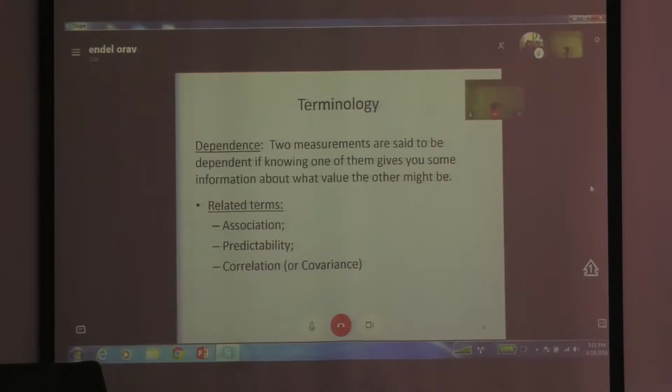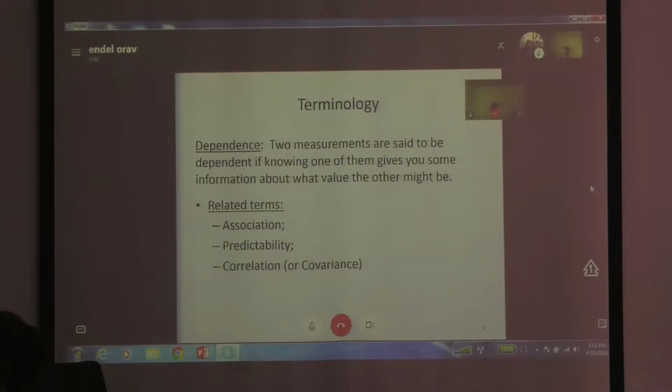Other words that people use: measurements are associated with each other. If they're associated, they're dependent. One can be predicted from the other, or one is correlated with the other. And correlation also goes with another statistical term, covariance. We're not going to worry about the distinction between the two, but correlation is proportional to covariance. Sometimes if you're reading, you'll see one, covariance, other times you'll see the other term, correlation. Those have particular statistical definitions.